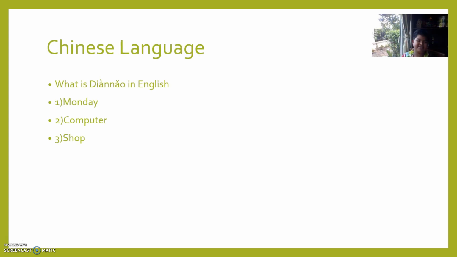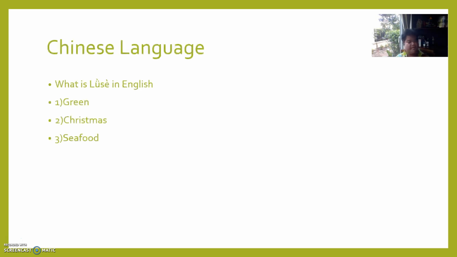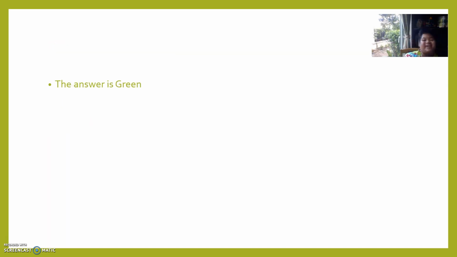Chinese language. What is the noun in English? I think it means computer, laptop. I think it is. Yes, it's computer. Next one. What is liu sir in English? Green, Christmas, seafood. I know. Green. Yes or no? Yes, I think. Yes, I'm right.